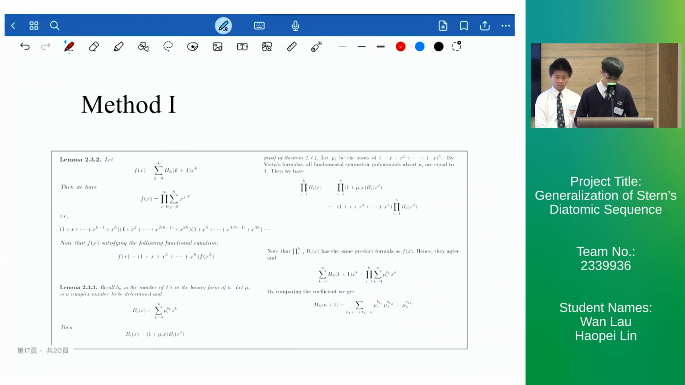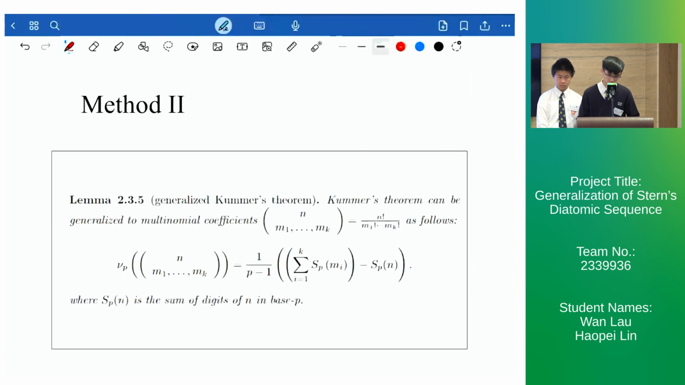We use two methods to solve the problem and find two formulas. The first one is very similar to the method mentioned before. We construct a function by a parameter mu. Then we find that it is equal to the generating function of Hn. Then compare the coefficients. We can get the final results. The second one, we make use of Stern's method, which is mentioned in our reference. In addition, we use this lemma, the generalized version of Kummer's theorem. Then combine these two together, we can get the second formula.